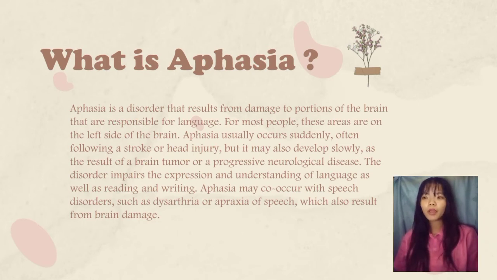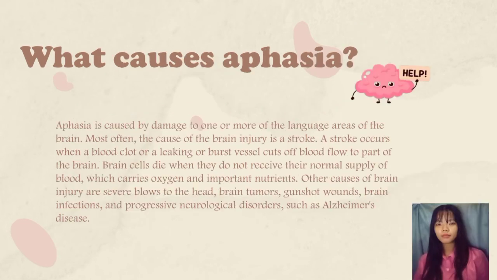The disorder impairs the expression and understanding of language as well as reading and writing. Aphasia may co-occur with speech disorders, such as dysarthria or apraxia of speech, which also result from brain damage. What causes aphasia? Aphasia is caused by damage to one or more of the language areas of the brain. Most often, the cause of the brain injury is a stroke.